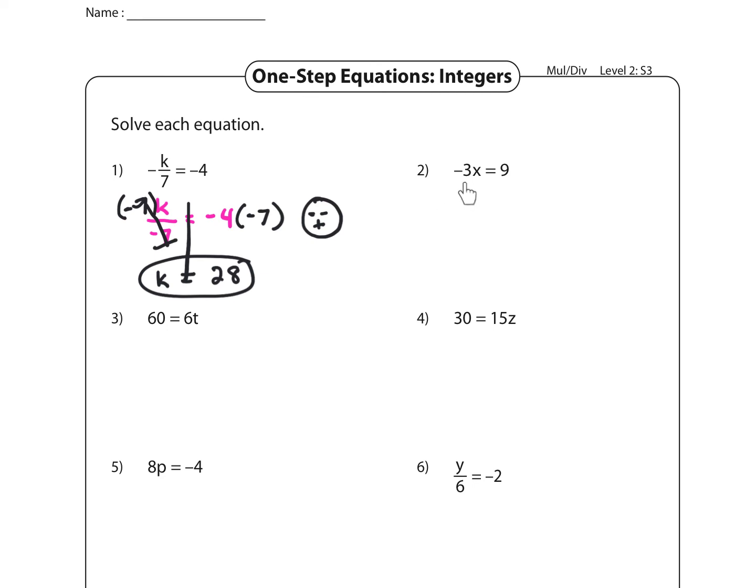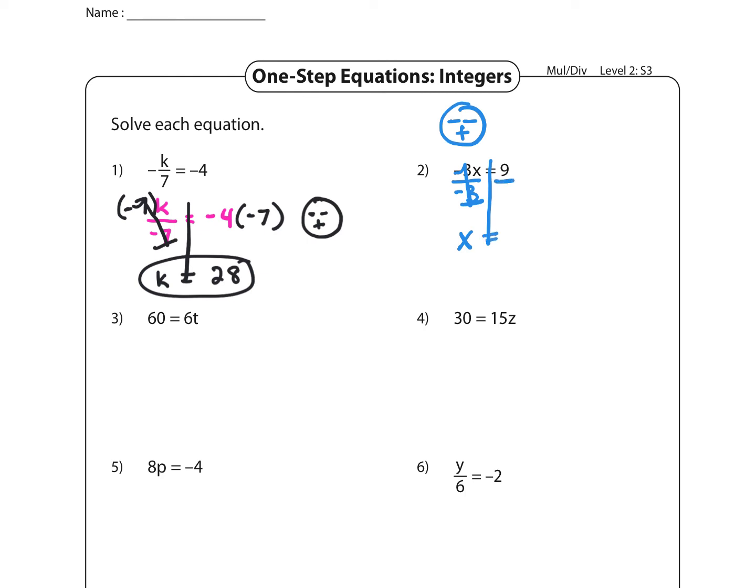Number 2, you can see we have a negative integer in front of the x, and it's side by side, so that means that it's being multiplied. So we're going to do the opposite of multiplying. We're going to divide. And we have to divide by that -3. Once again, we want our variable to be positive. And if I had a -3 and I divide it by a -3, that's going to produce a +1. Positive 1x leaves a positive x.